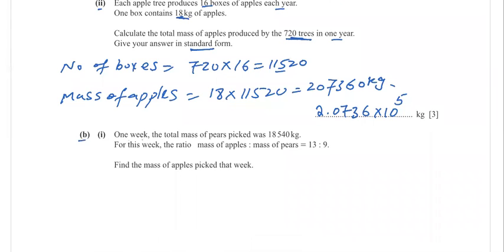Part B is, 1 week the total mass of the pears picked was 18,540 kg. For this week, the ratio of mass of apples to the mass of pears is this. Find the mass of apples picked that week. Now this is the total mass, 18,540 kg. Now the ratio of apples to the pears mass is 13:9, and we want to find the mass of apples from the total. So how do we find a ratio?